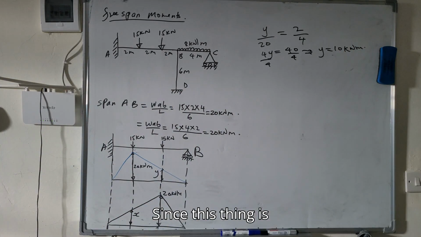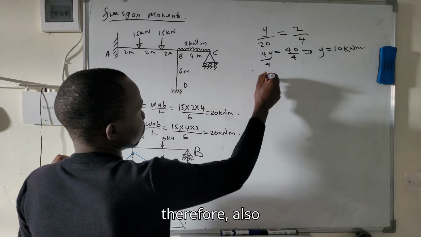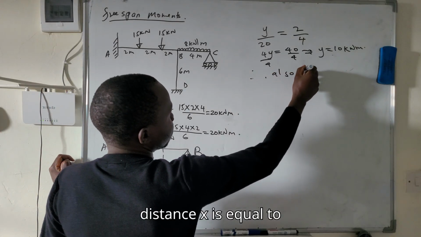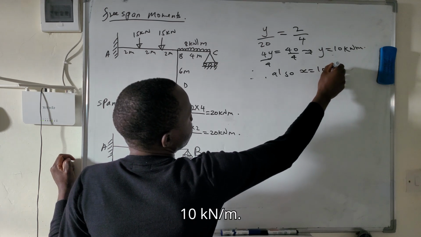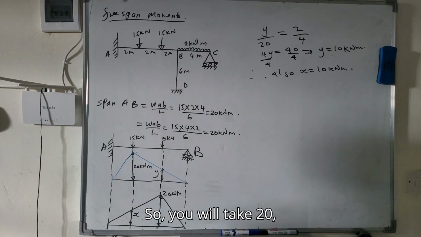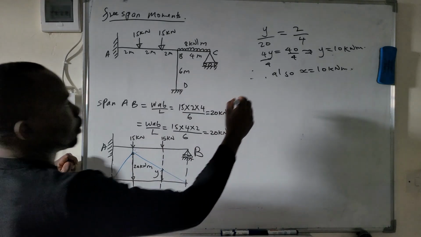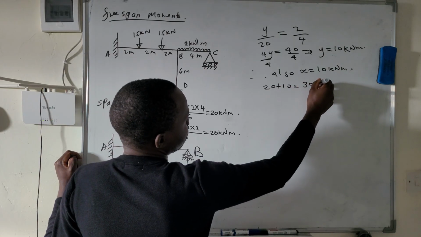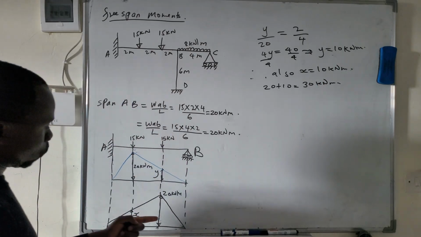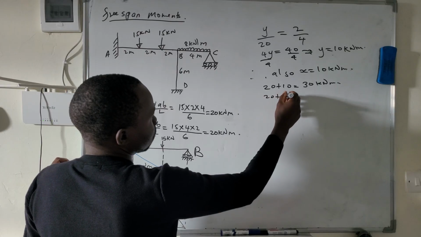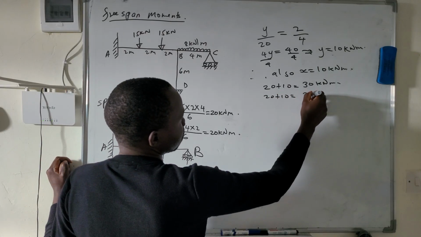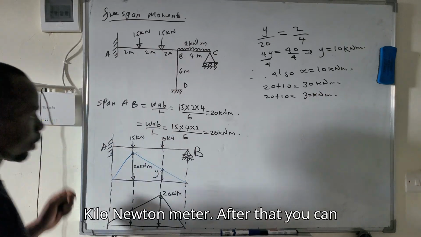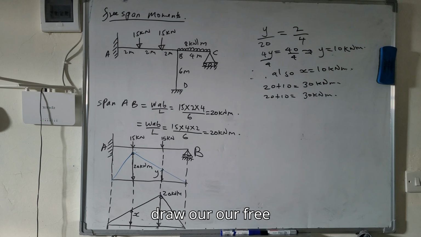Since this and this are symmetrical, therefore distance x is also equal to 10 kilonewton meter. So you take 20 plus 10 to obtain the final height. So this is 30 kilonewton meter. Again, 20 plus 10 to obtain the final height, you have 30 kilonewton meter. After that, you can draw our free span moment diagram.